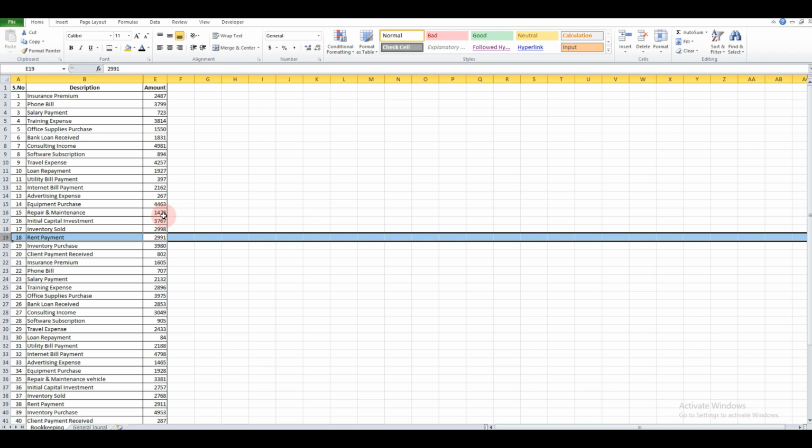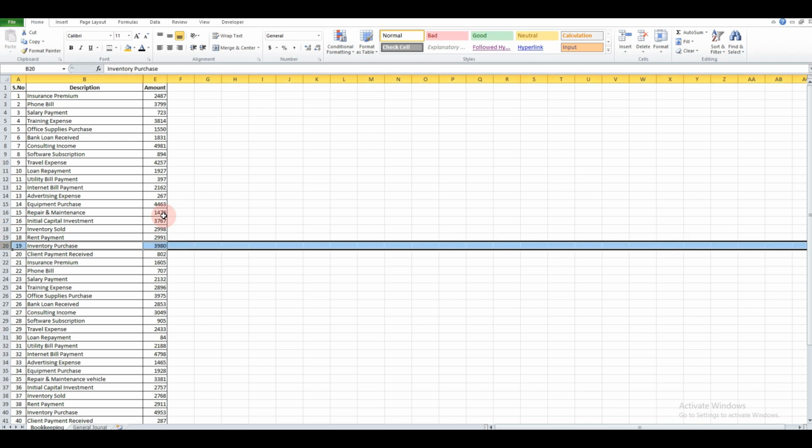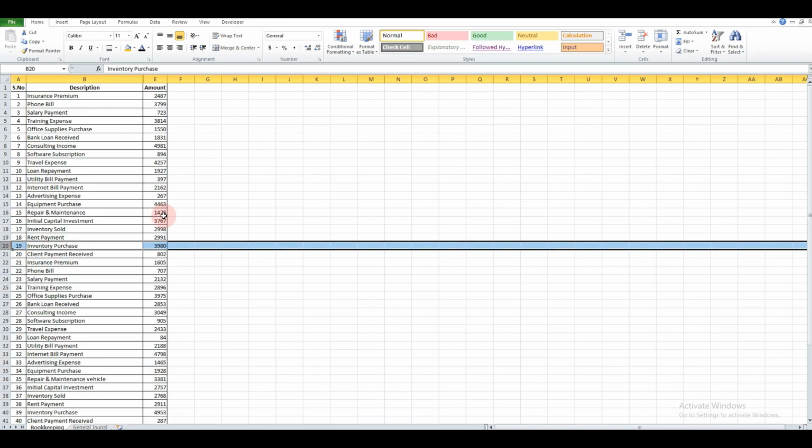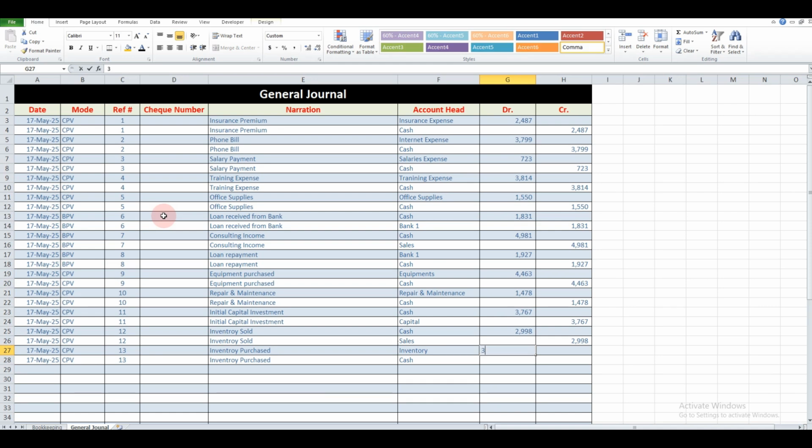And the rent payment, it's a rent expense. Inventory purchase, it's a current asset account. Inventory purchased, inventory debit, cash credit, 39.80.